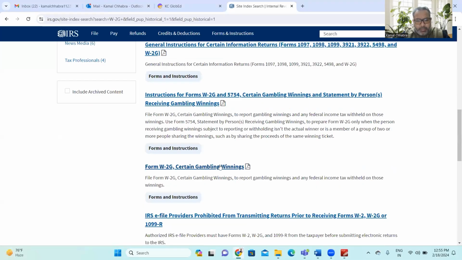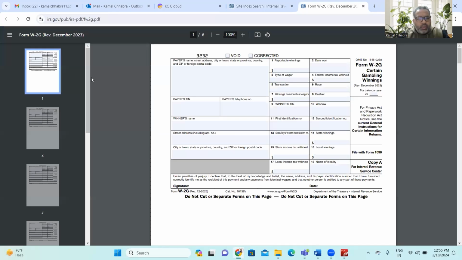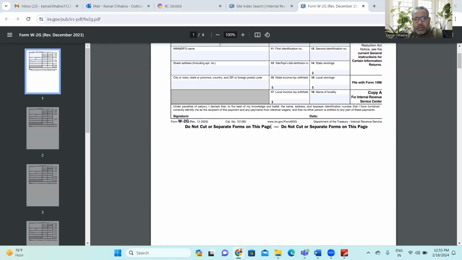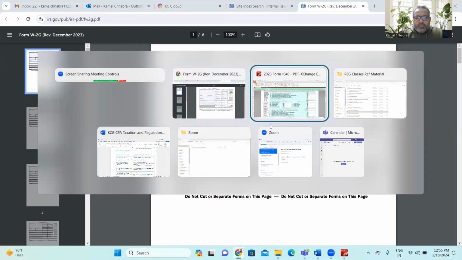This is for gambling or winning income. Yes, these forms are all available on the IRS website. So Form W2G basically contains gambling winnings. If any withholding tax is withheld by the casino owner when providing the winnings, that will be Form W2G.